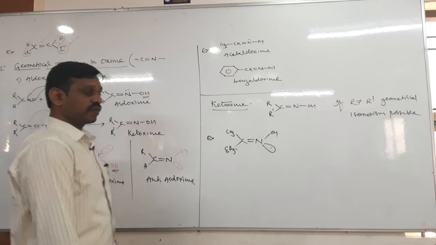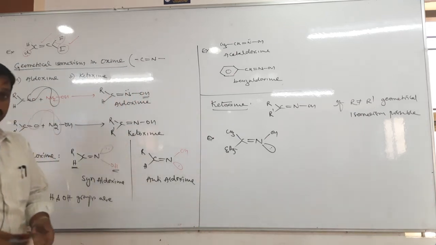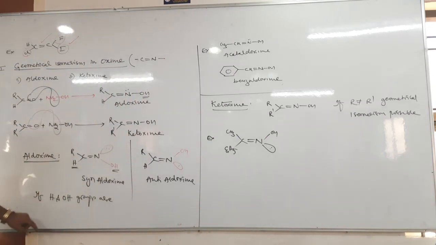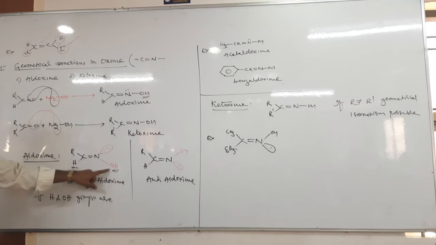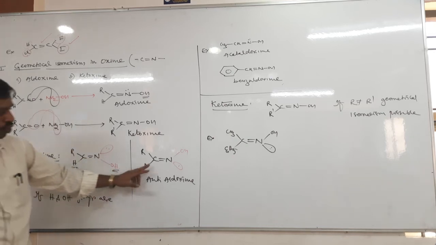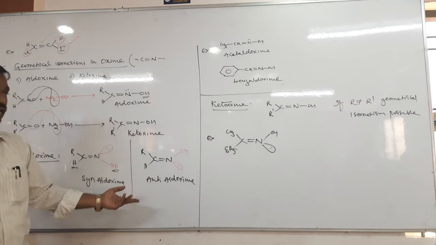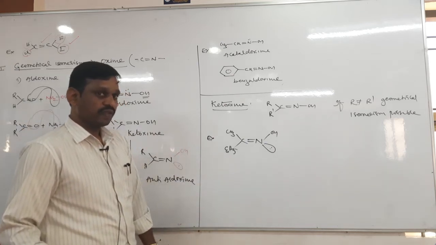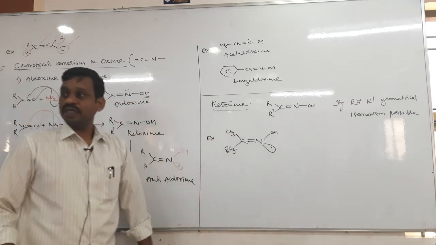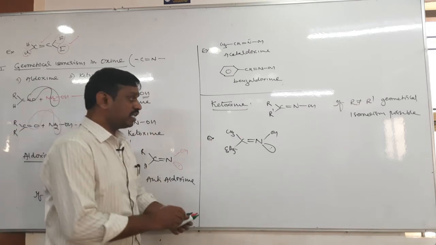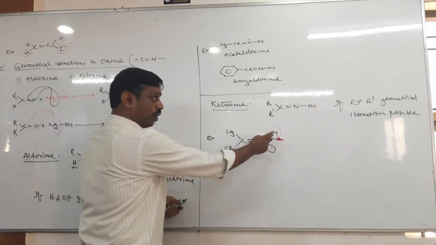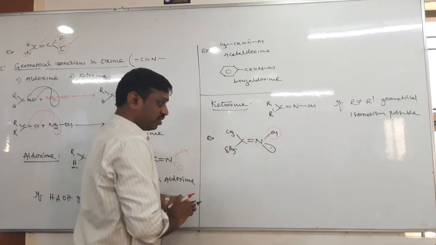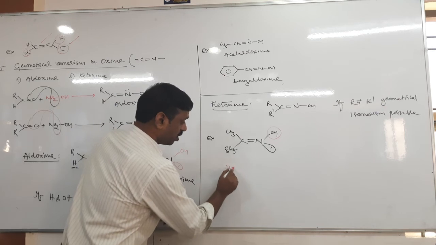Now tell me, in the case of aldoxime, what was the condition? If H and OH groups are on the same side, that is syn. H, OH same side, syn. H, OH opposite side, anti. But there is no hydrogen now here. Then how do you write syn and anti? So here syn and anti is based on the OH group. See, this OH group and the methyl group are on the same side. Therefore, it is called syn.